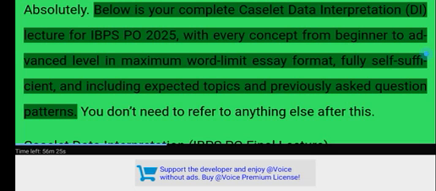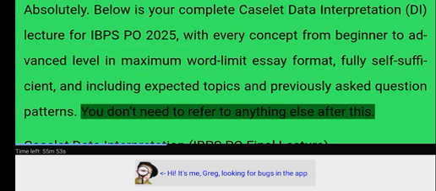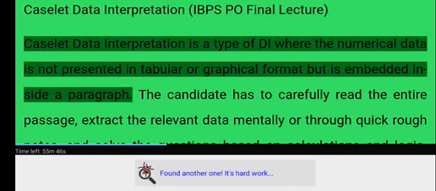Below is your complete caselet data interpretation lecture for IBPS PO 2025, with every concept from beginner to advanced level in maximum word limit essay format, fully self-sufficient, and including expected topics and previously asked question patterns. You don't need to refer to anything else after this. Caselet data interpretation IBPS PO final lecture.